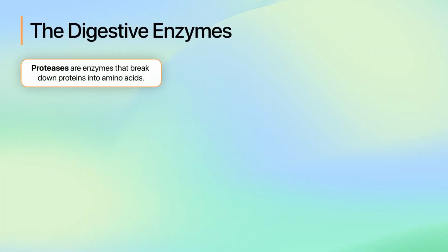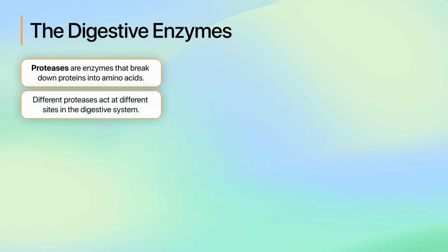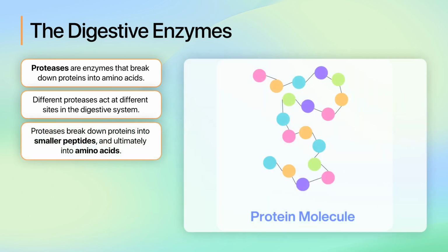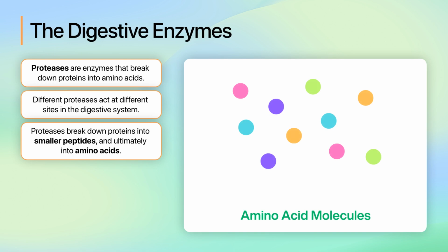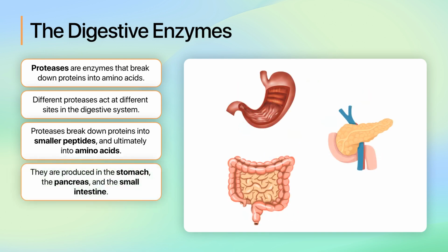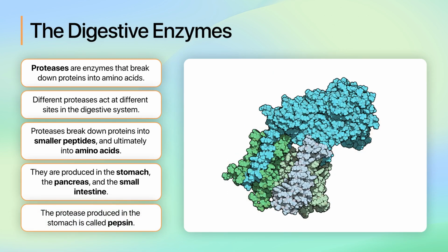Proteases are enzymes that break down proteins into amino acids. Different proteases act at different sites in the digestive system. Proteases break down proteins into smaller peptides, and ultimately into amino acids. They are produced in the stomach, the pancreas, and the small intestine. The protease produced in the stomach has a specific name, pepsin.